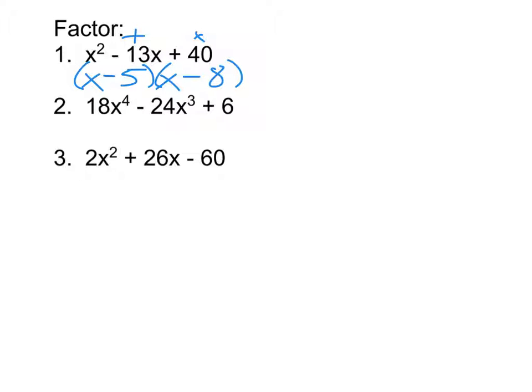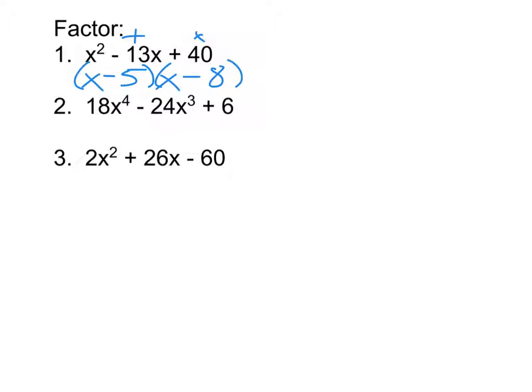For the second problem, notice this one is not x squared and x. It's x to the fourth, x cubed, and then just a number. So I can't necessarily do what I just did on this one. But what I can do is look at all three of those terms and divide them all by the same thing. What are all three of those terms divisible by? 3, yes, but also 6. Yep. And I want to go with the biggest one every time.